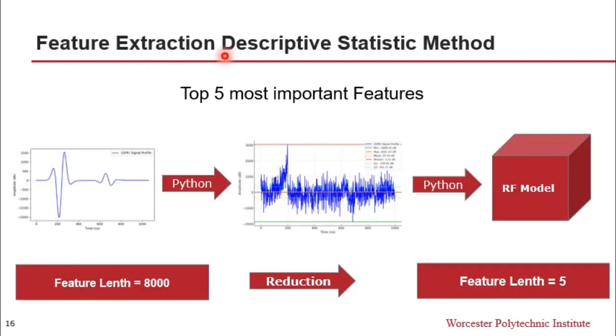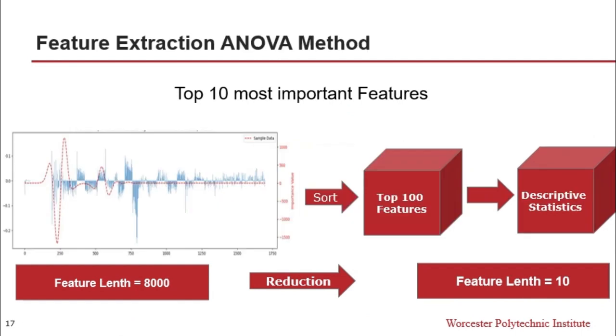Here is the first extraction method using descriptive statistics. We used the A-scan data using Python programming. We wrote code that will take all the descriptive statistics such as mean, max, STD, skewness, kurtosis, and also quartile percentiles 1 to 4. We then fed this new dataset into an RF model to find the top 5 most important features. The reduction is from 8,000 to 5.